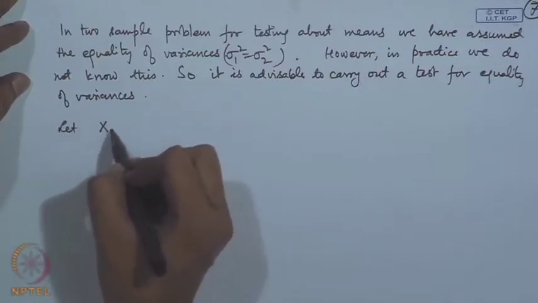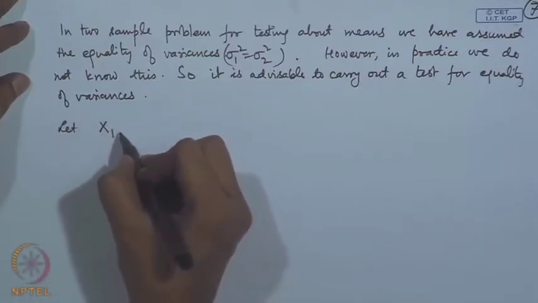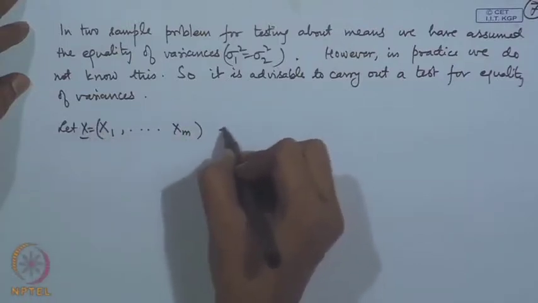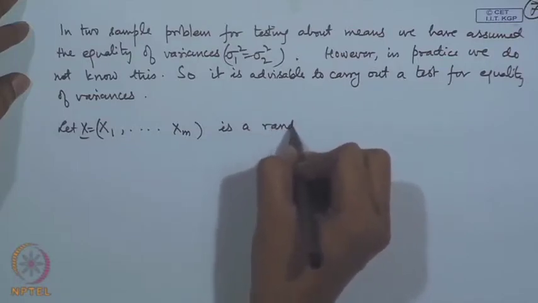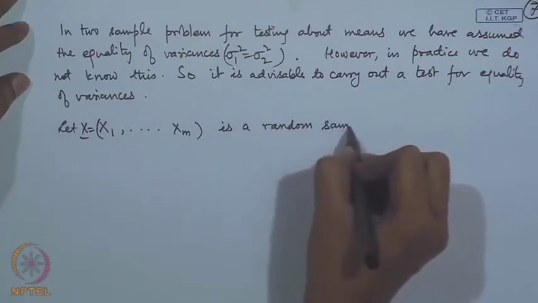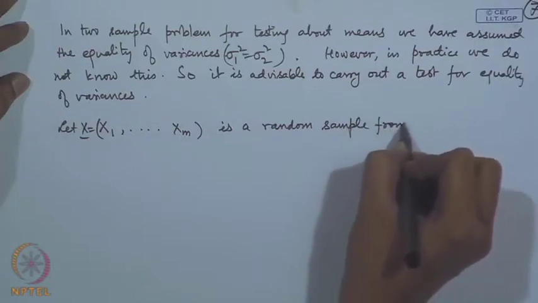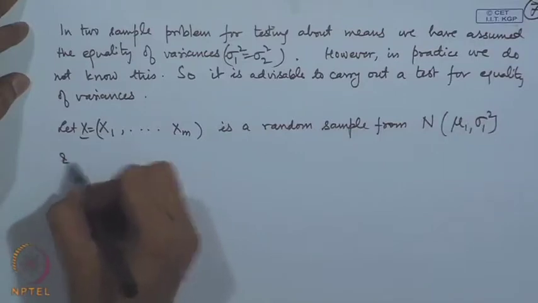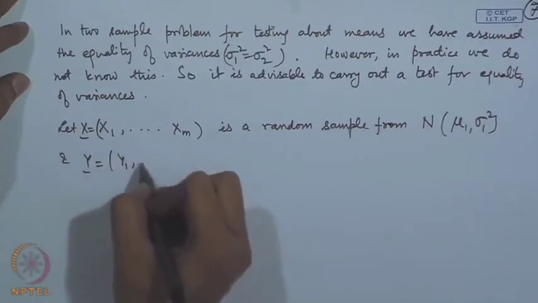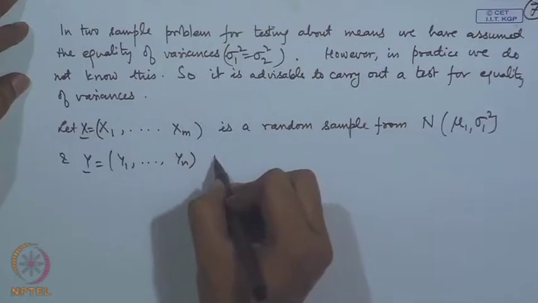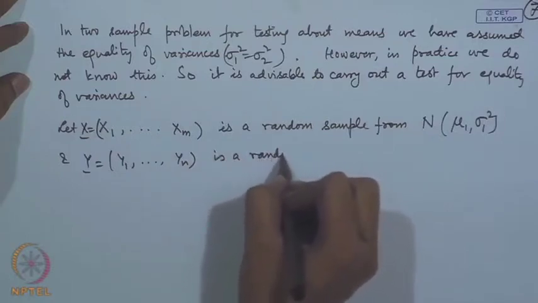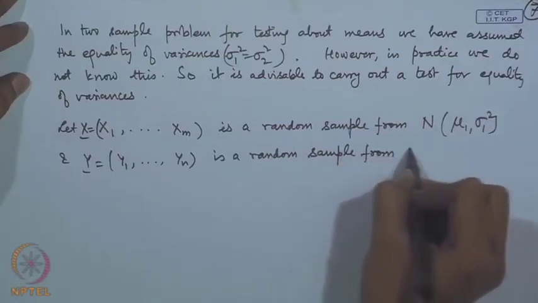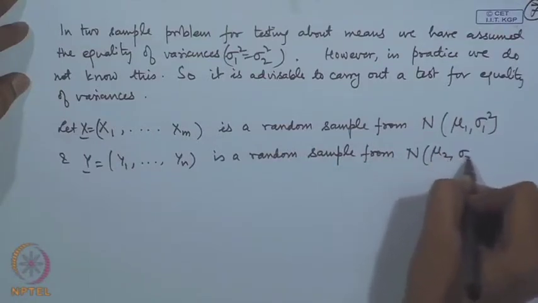We have the model, that is x 1, x 2, x m, that is x is a random sample from normal mu 1 sigma 1 square, and y is equal to y 1, y 2, y n is a random sample from normal mu 2 sigma 2 square.